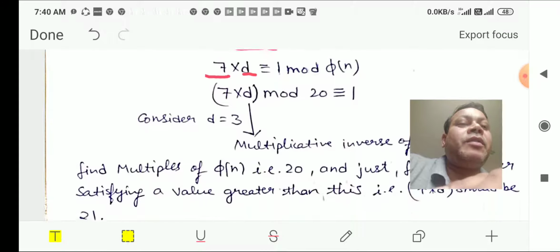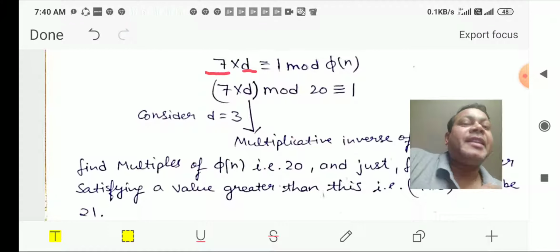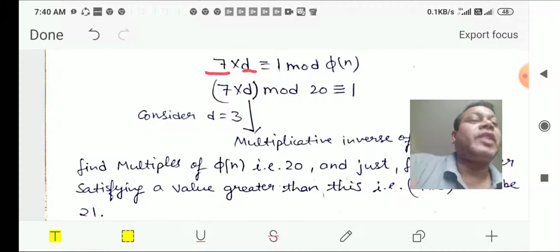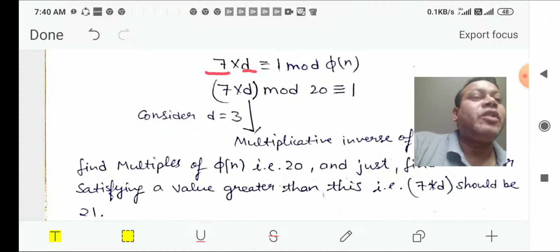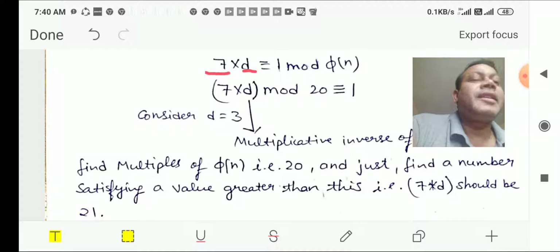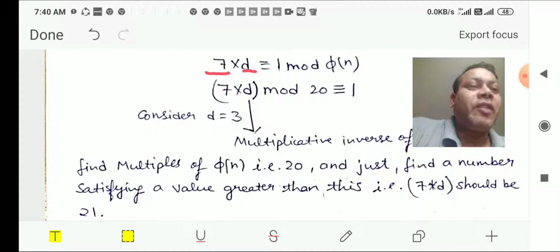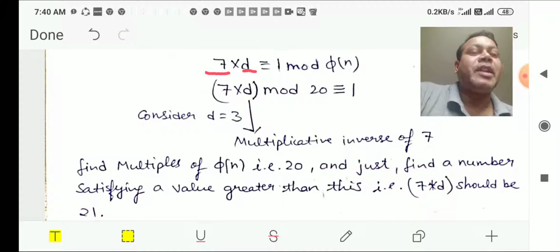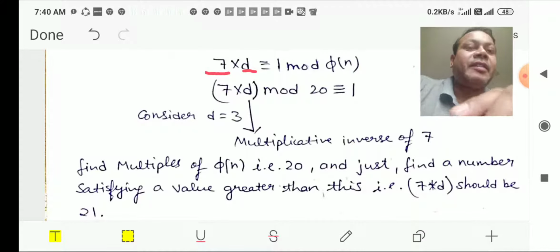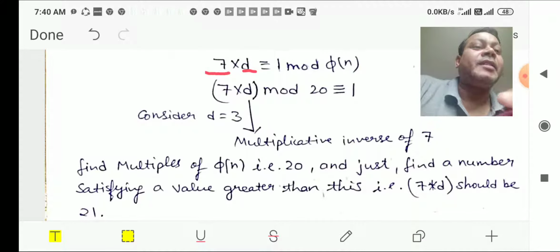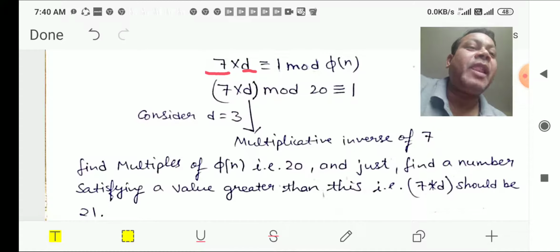Then let's assume that D is equal to 3. Otherwise, with the extended Euclidean algorithm also we are able to find the value of D. Since the number in this case is very small, we are going to assume that D is equal to 3. And this 3 is nothing but the multiplicative inverse of 7. That is, 7 into D mod 20 is your 1. So the product of these two numbers when divided by 20, we get the value 1.